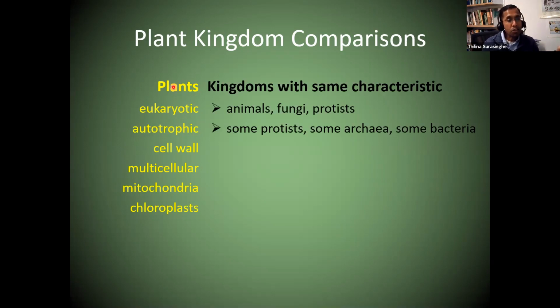Autotrophy, well, largely that's a characteristic of the plant kingdom, but there are certain protists that are able to perform photosynthesis. And some archaea and some bacteria are also photosynthetic. So it's not 100% unique, but a very remarkable characteristic of plants is the ability to become photosynthetic. Cell wall, there are several other groups like fungi, for example, that have cell walls, but the composition of the cell wall could be different.